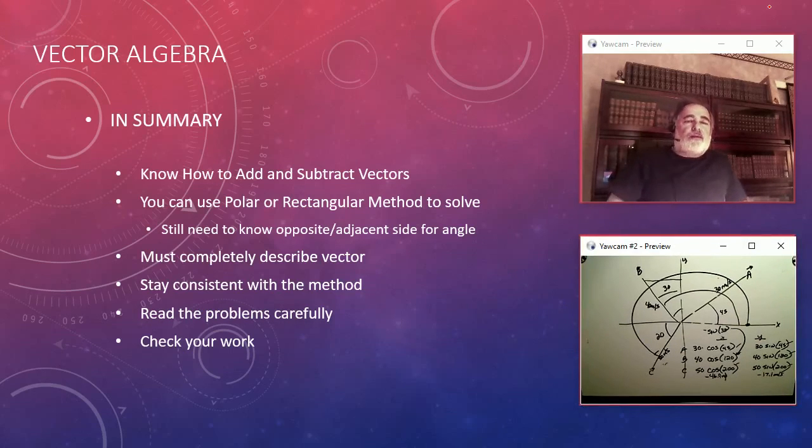So in summary, as I said again, read the problems carefully and check your work. Stay consistent with the method, whether you're using the opposite and adjacent method of a rectangular calculation or whether you're doing the polar coordinates as I've just described here. And know how to add and subtract vectors. You will be getting problems on how to add and subtract vectors. And good luck.